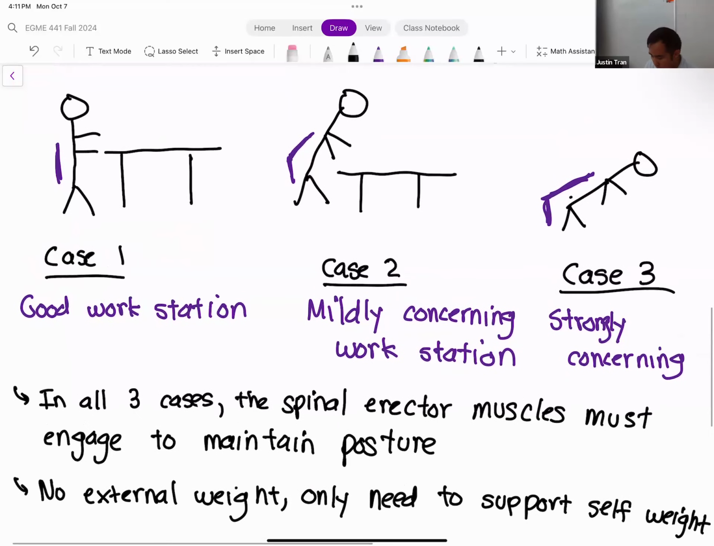Okay. Any questions on just the setup for this problem? All right, so the free body diagram for this problem is actually going to be very similar to the backpack problem that we just talked about.